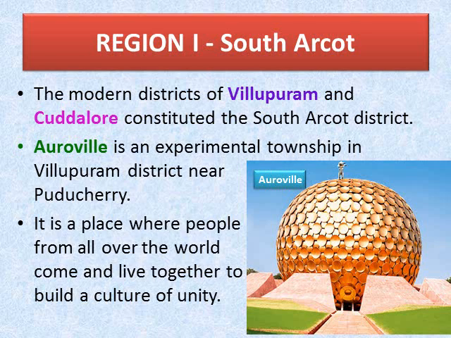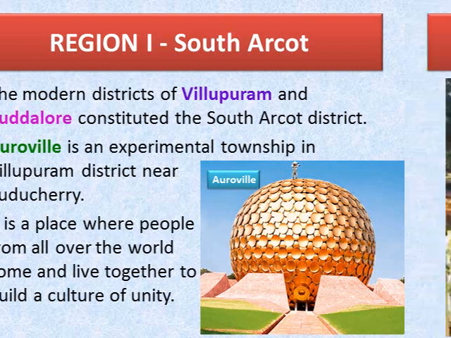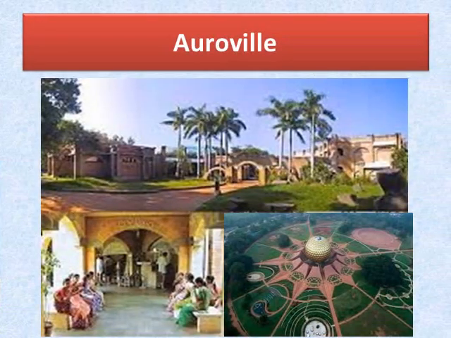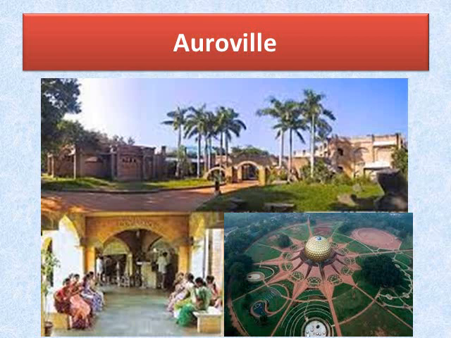There, people from all around the world can come and live as a family, as a single unit, and it imbibes cultural unity. Dear children, you can find the picture of Auroville there. You can see how the township is developed. It is spread across the Villupuram district in Tamilnadu and some parts of Union Territory of Puducherry.